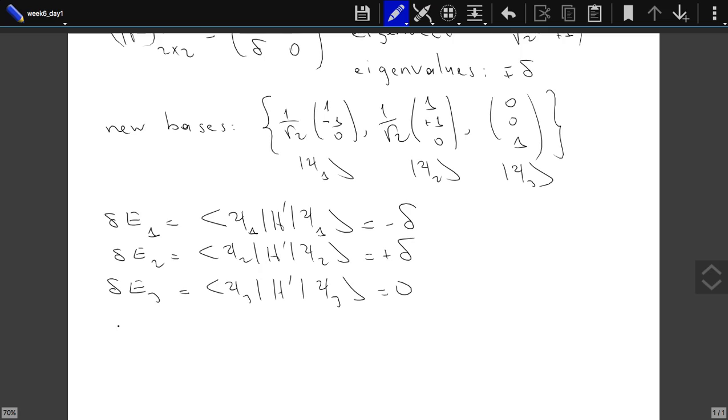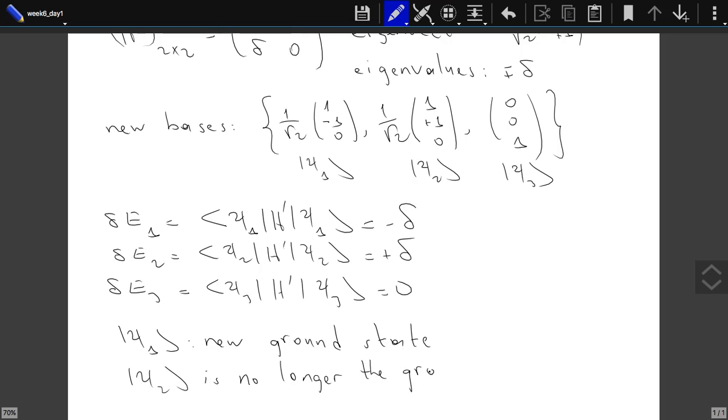So this psi 1 is actually the new ground state. So there's a single one. Psi 2 is no longer the ground state. Now, any questions?